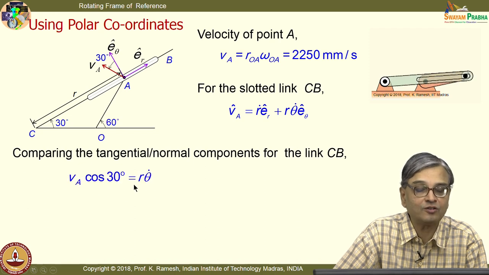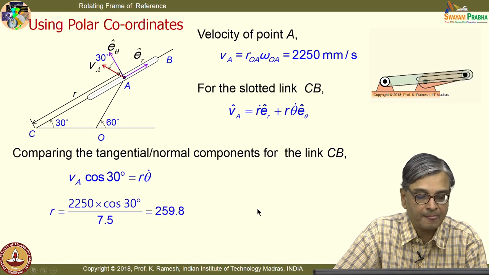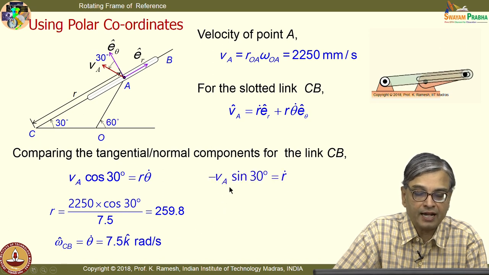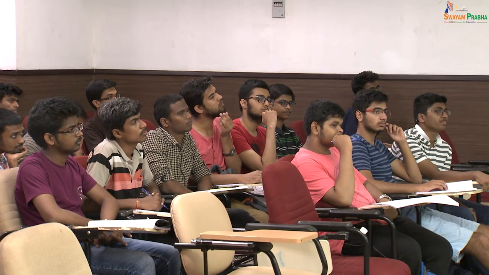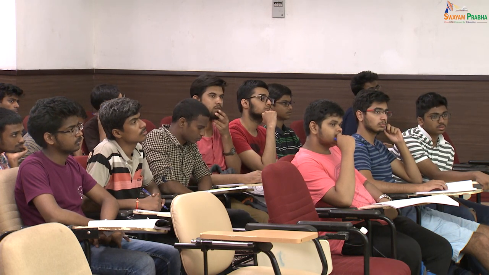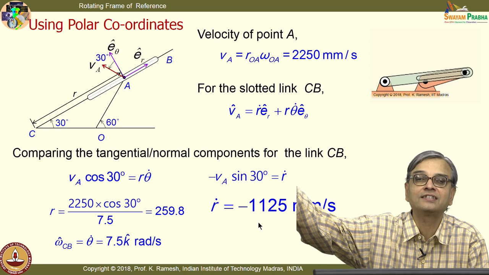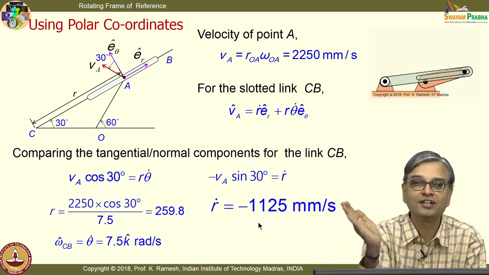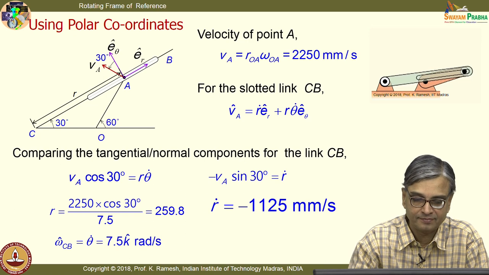So, I have VA cos 30 equal to R theta dot, and I can also find out what is the value of R, and I can also find out what is theta dot. Then I have minus VA sin 30 equal to R dot. So, R dot is 1125 millimeter per second, which is your VREL in our earlier symbolism. So, I can also solve this problem using polar coordinates, because you had a very nice illustration that the particle is coming down. It is not just coming down, it is also rotating. So, you have R dot as well as theta dot existing. So, you have done this.